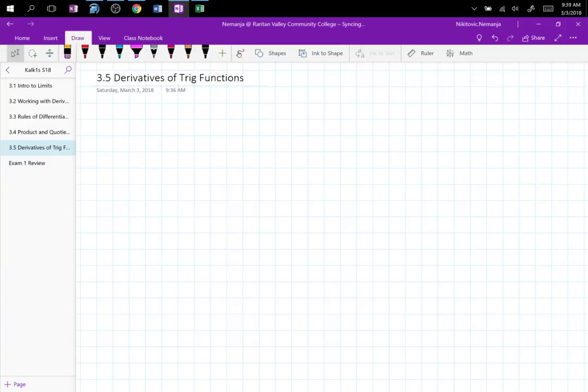We are continuing exploring chapter 3. We are going to talk about derivatives of trigonometric functions. And this is going to give us more insight also into product and quotient rule as we deal with trig identities and other things. So let's take a look first at basics.